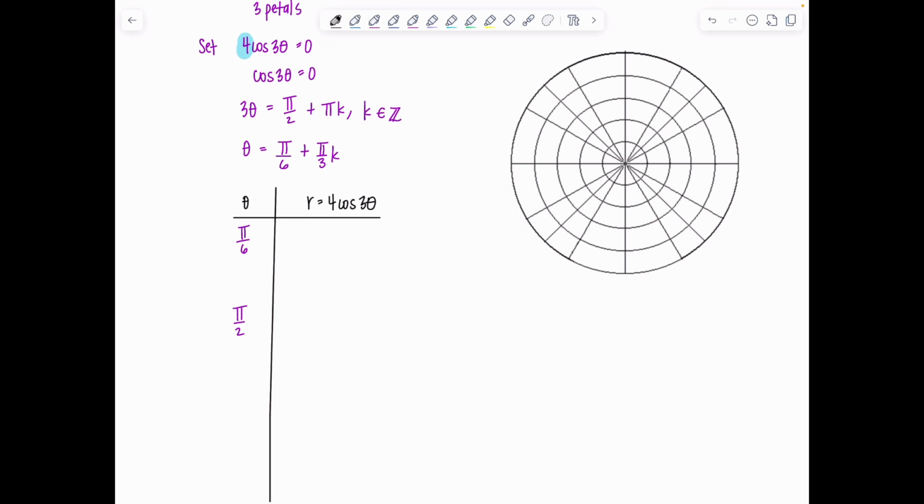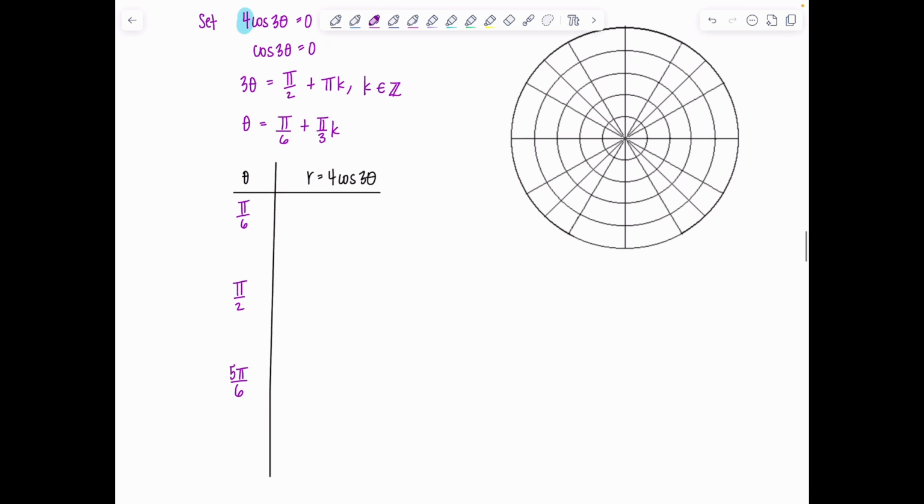I'm going to be at 5 pi over 6. And if I add another pi over 3, I'm at 7 pi over 6. So these are where all the r's are going to be 0. You can verify if you want. Halfway between is where the petal is going to be at a max. So how do I figure out halfway between? Well, if every pi over 3 a petal gets traced out, half of that is pi over 6. So keep adding pi over 6 to these values, okay, to get the halfers.